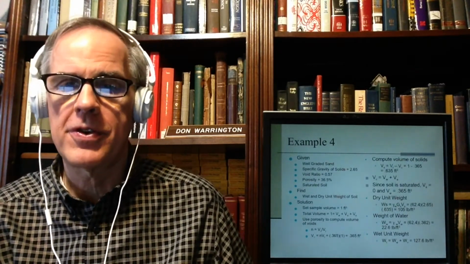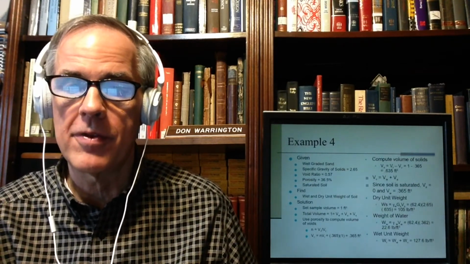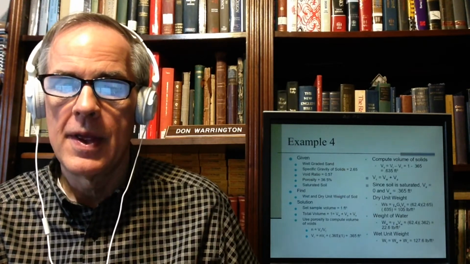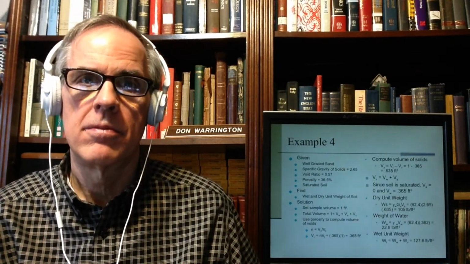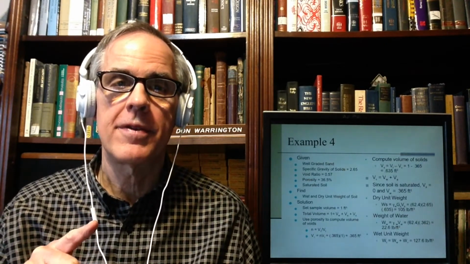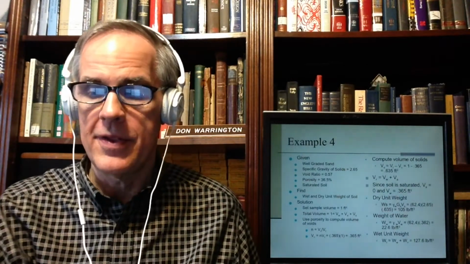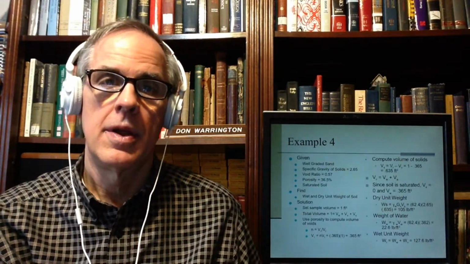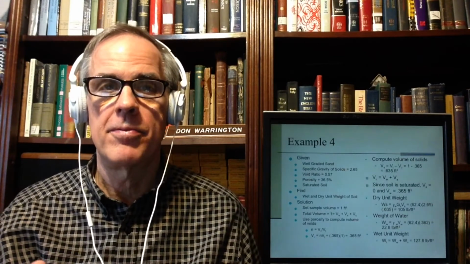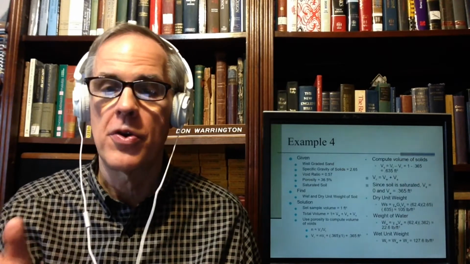Okay, we'll set the sample volume at one cubic foot. We'll work in U.S. units. The total volume, 1, is equal to the sum of those volumes. We're going to use porosity to compute the volume of the voids, and the reason is it's quicker. In this case, porosity makes much more sense to use, because porosity is based on the total volume, and I know what the total volume is.